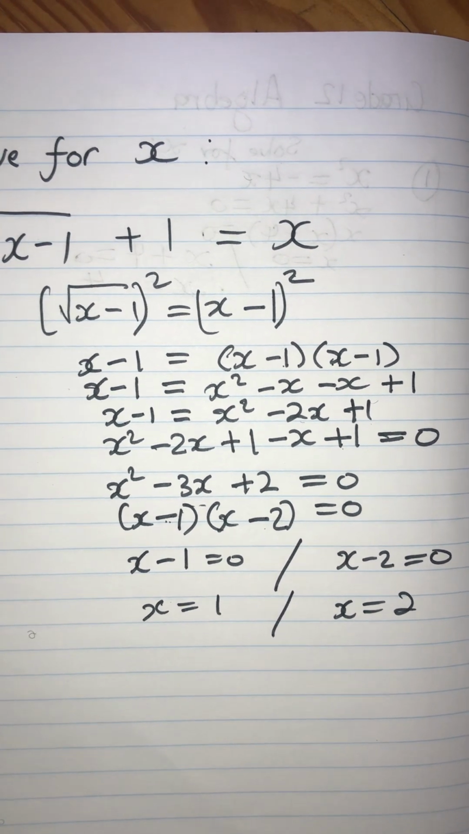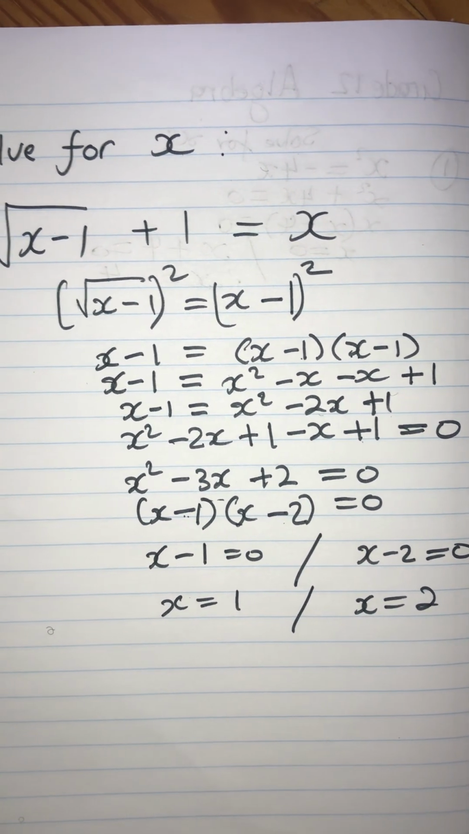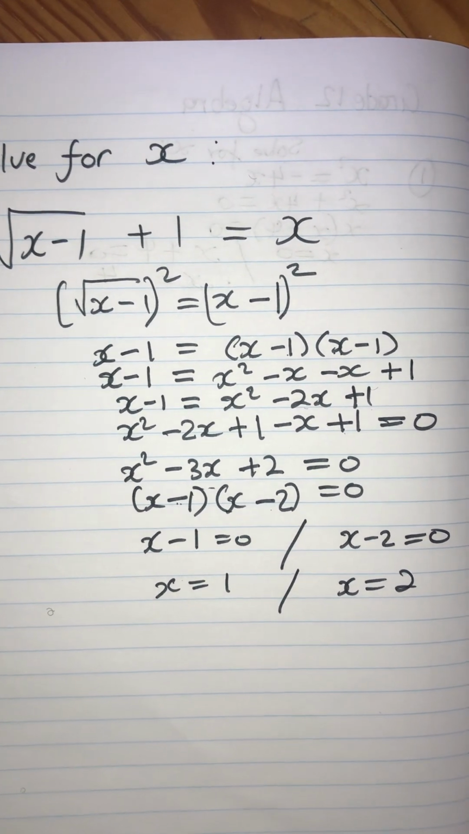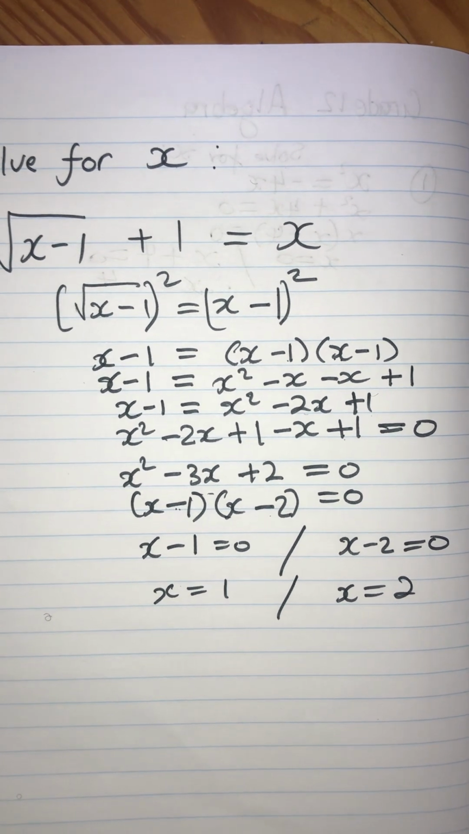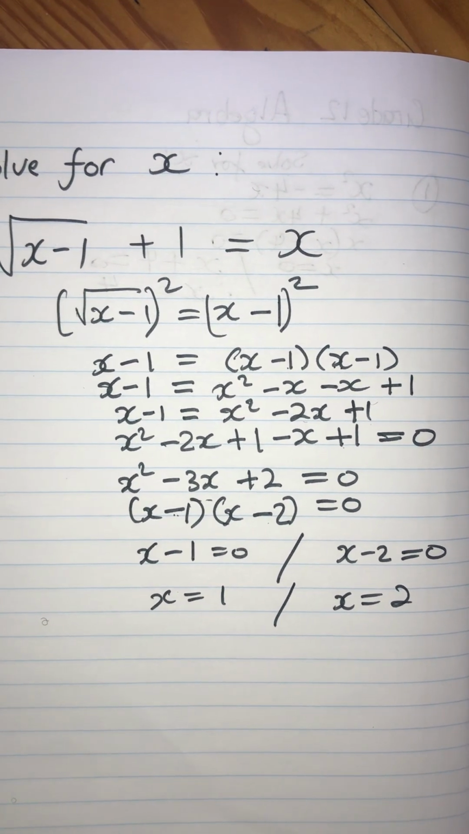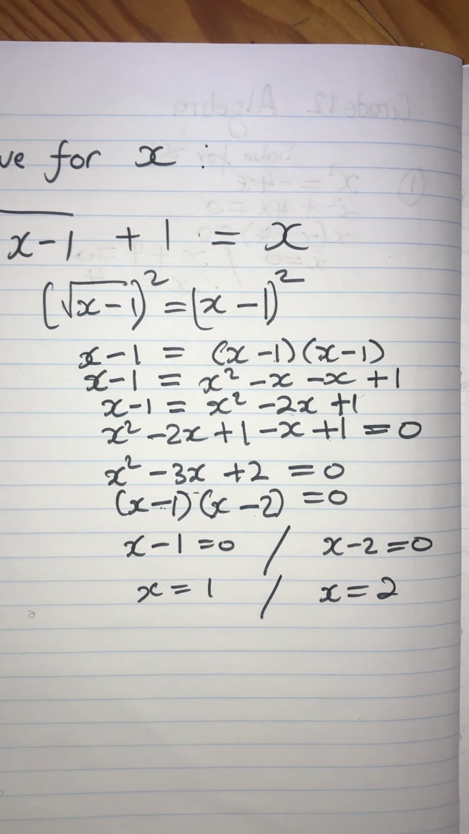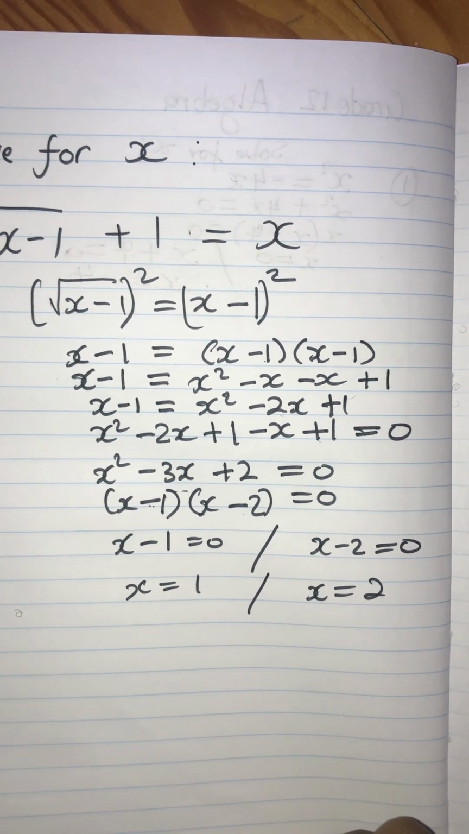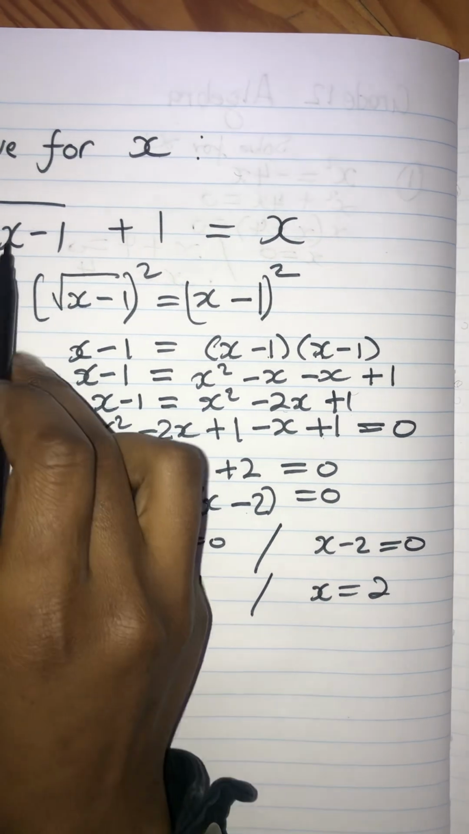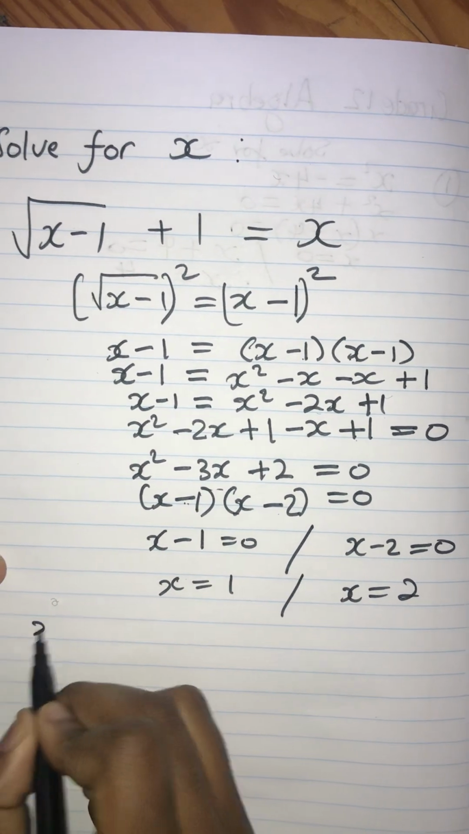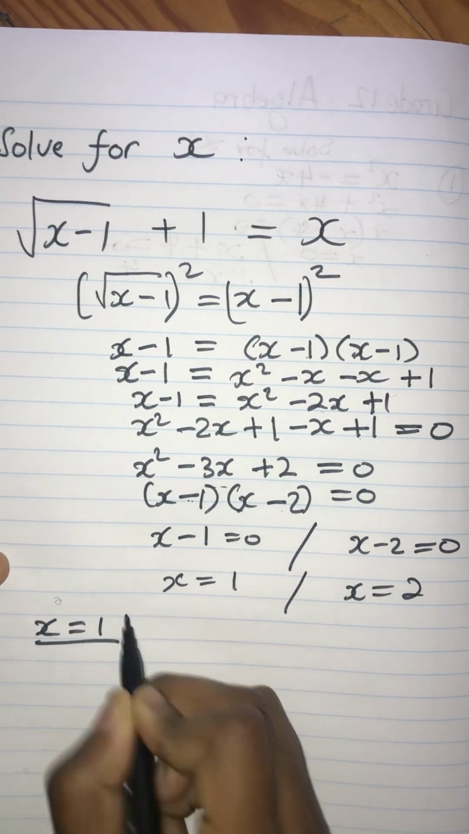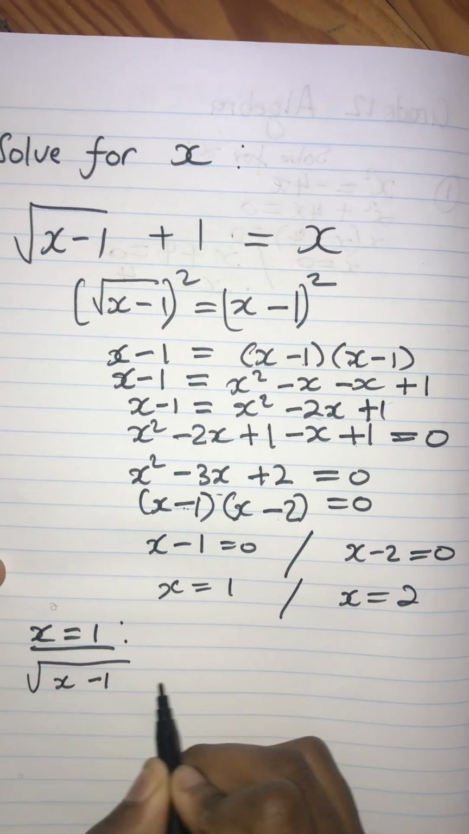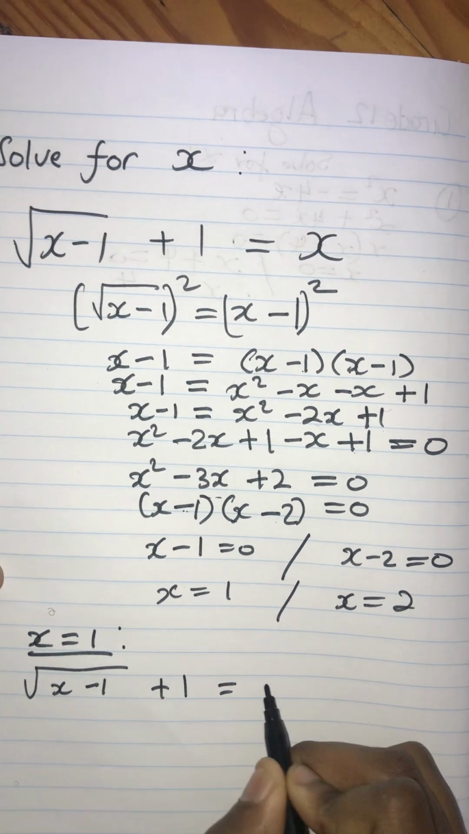Because remember, I said in the previous video that if we have a square root in our equation, it is wise to take back your roots and plug them in the equation and see if they satisfy the equation. Now let's start with 1. Here is our equation. Let's start with x equals 1. We have square root of x minus 1, plus 1, equals x.